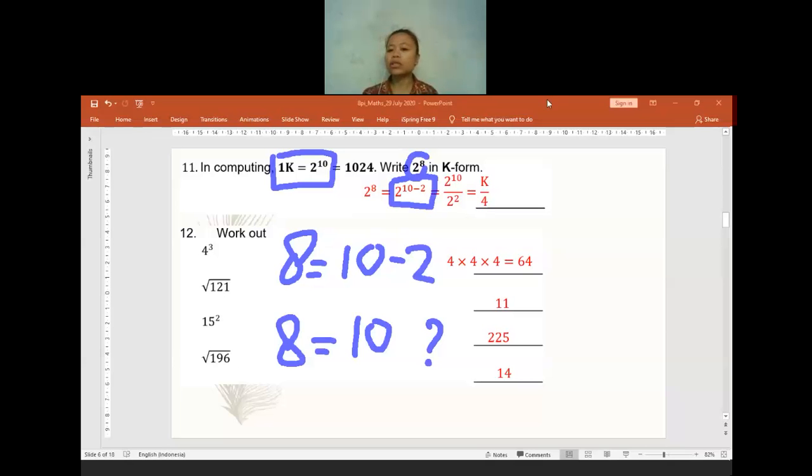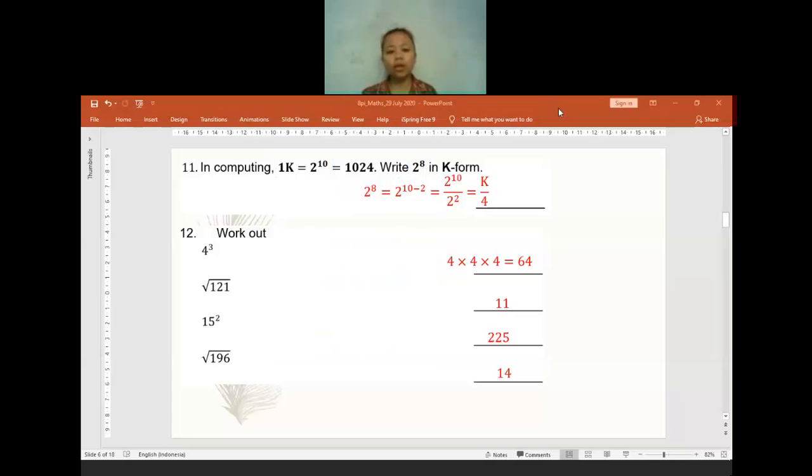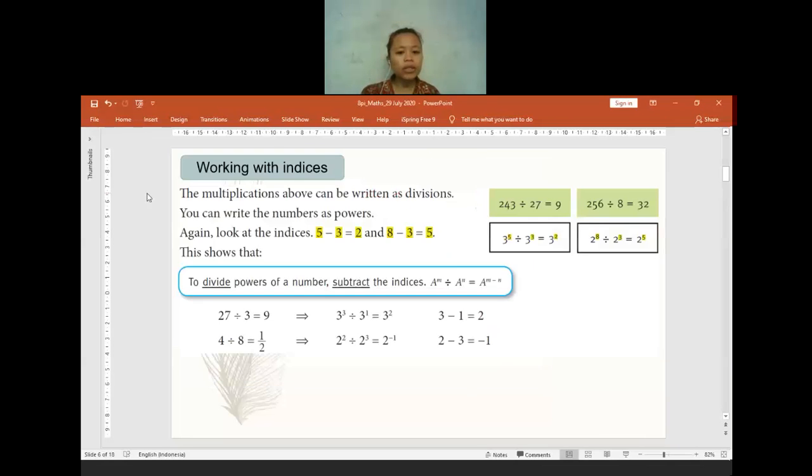Why do we have to change it into division? If you get confused, I will go back to the very first explanation. This is division using indices. We have that when I have 3 to the power of 3 divided by 3 to the power of 1, the answer is 3 to the power of 2. Why does it become 3 to the power of 2? Because 3 minus 1 is equal to 2.